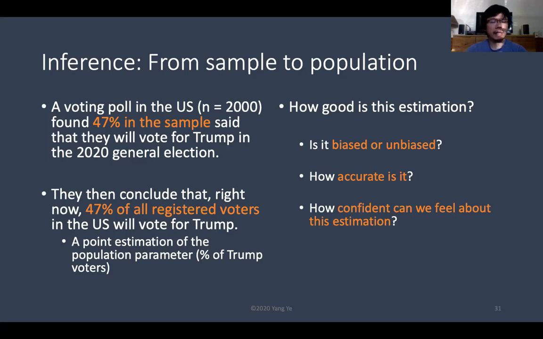And by asking how good, we're asking many questions. First is, is it from a biased sample or unbiased sample? That's the most important question that you ask first. We want to know where the sample comes from, whether the sample leads to a biased or unbiased estimation. Second question is how accurate. How accurate is this 47%? And also, how confident can we feel about this estimation?